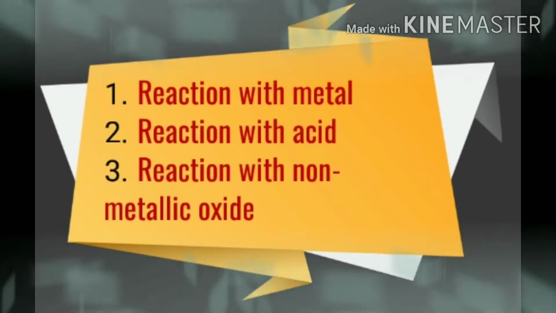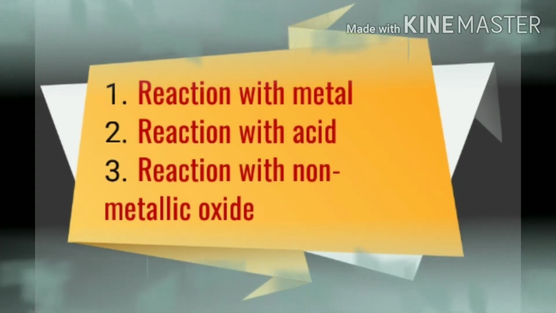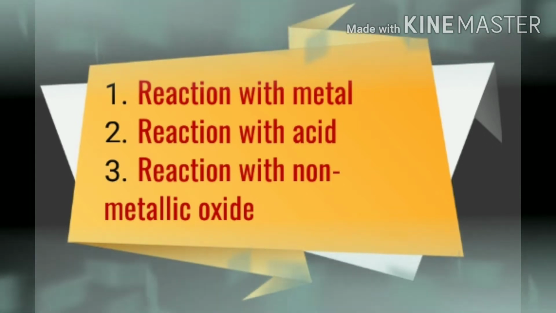I hope you're fine. I believe that you have known well the chemical properties of acids we have discussed so far. So in this video, we are going to discuss the chemical properties of bases. Under this topic, there are three major reactions of bases we are going to discuss. The three reactions are reaction with metal, reaction with acid, and reaction with non-metallic oxide. Let us discuss this now one by one.